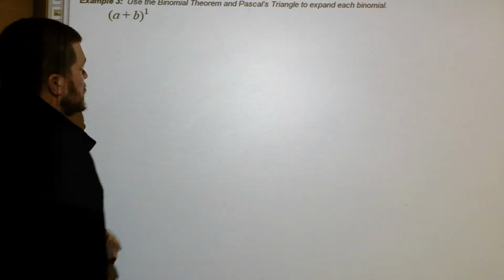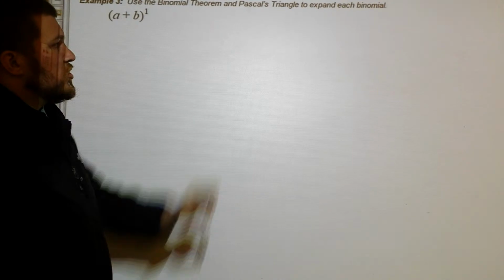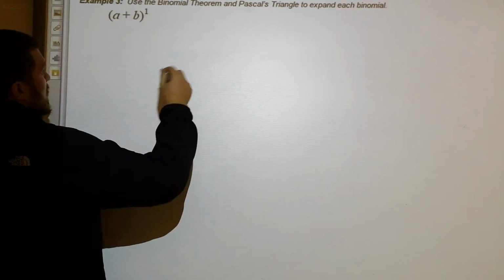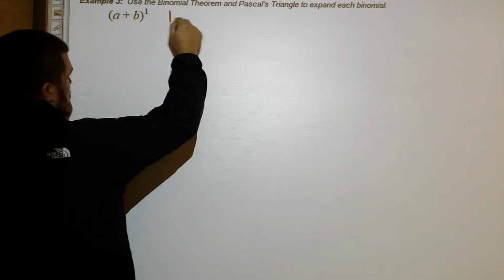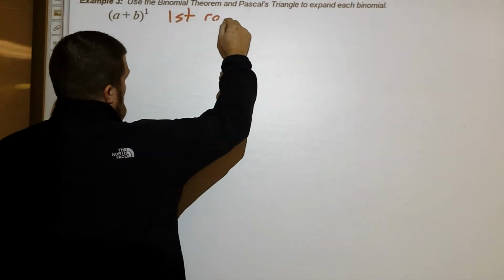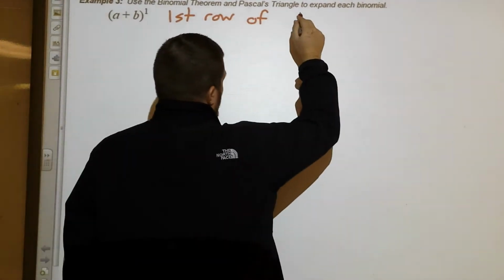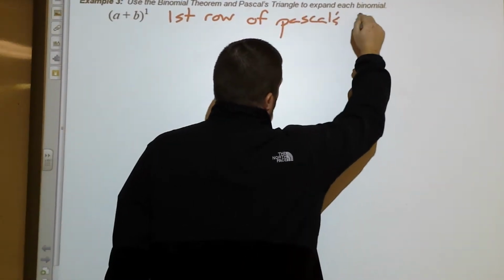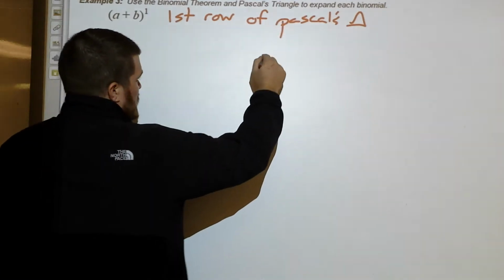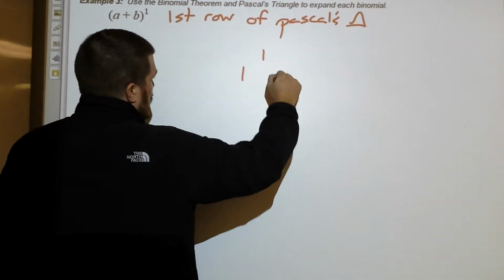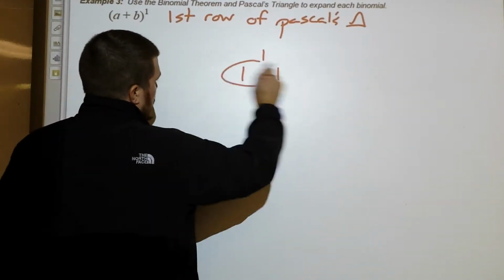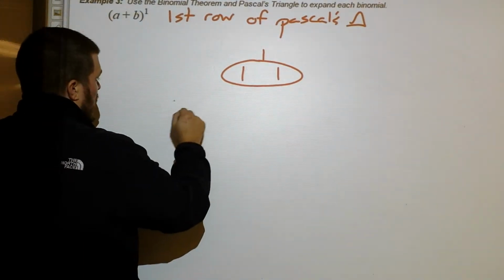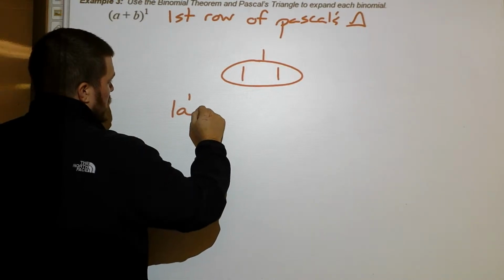Next problem. Use binomial theorem and Pascal's triangle to expand each binomial. I have a plus b to the first power. So I'm in the first row of Pascal's triangle. So remember, Pascal's triangle starts with row 0, so row 1 looks like this. So this is the row I'm focused on. So what that means is I'm going to have 1a to the first plus.